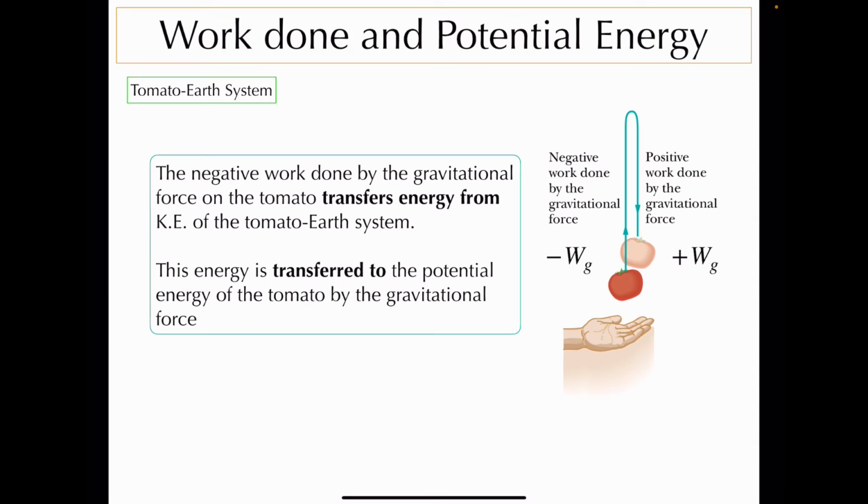So the negative work done by the gravitational force on the tomato means it can be looked at like the transfer of energy from the kinetic energy of the tomato-Earth system. This kinetic energy is actually transferred to the potential energy of the system, meaning that the kinetic energy is removed and potential energy is increased by the same amount.